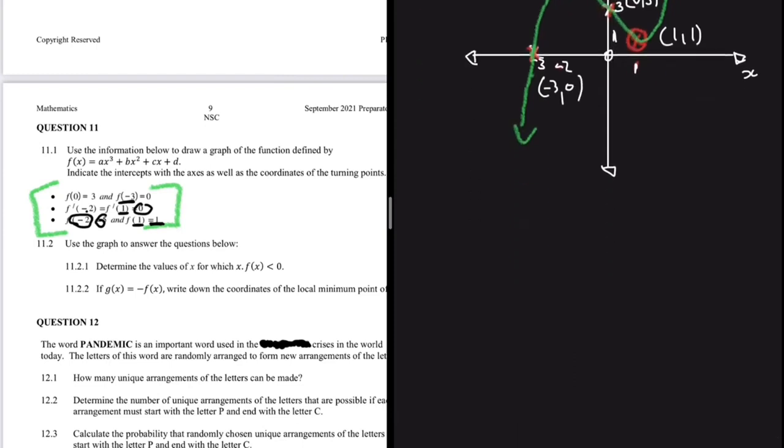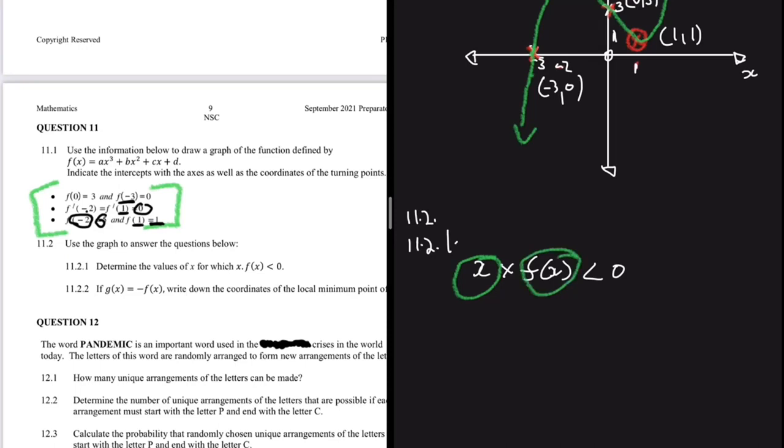And then 11.2.1, it says, let's use the graph to answer the questions below. Determine the values of x for which x multiplied by f of x is less than 0. So x, what is x? X is the value of the x coordinate, right? And then f of x is the value of y.